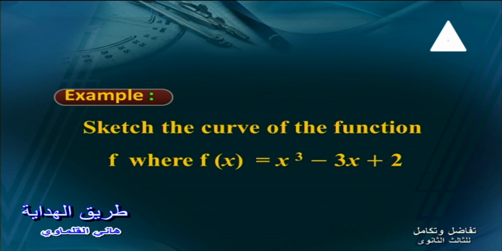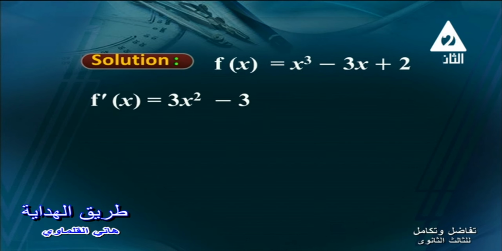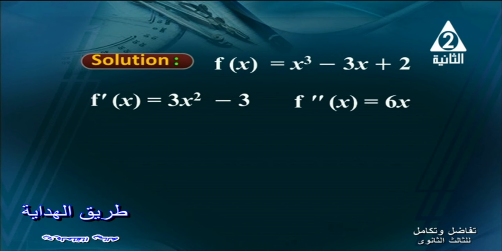Sketch the curve of the function f, where f of x equals x power 3 minus 3x plus 2. First, we have a polynomial function f of x equals x power 3 minus 3x plus 2. f dash x equals the first derivative of x power 3, which is 3x power 2, minus the derivative of 3x, which is 3. And 2 is a constant, the derivative of the constant equals 0. So f dash x equals 3x power 2 minus 3.